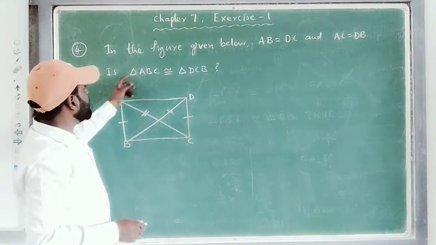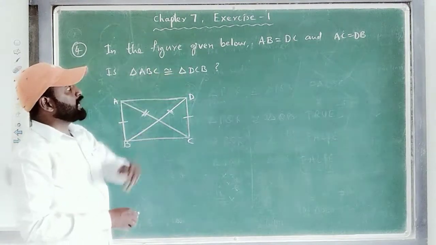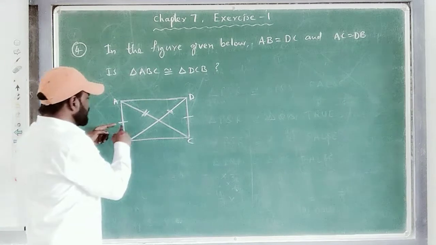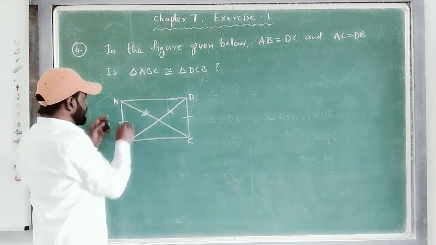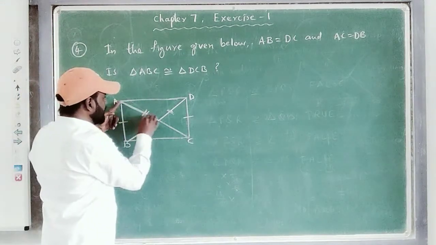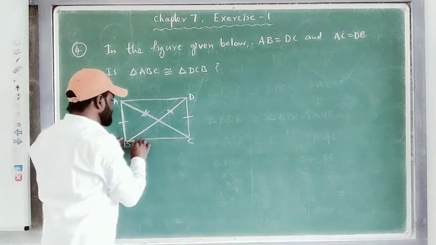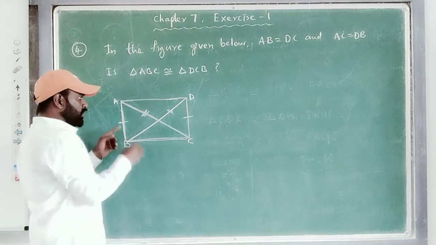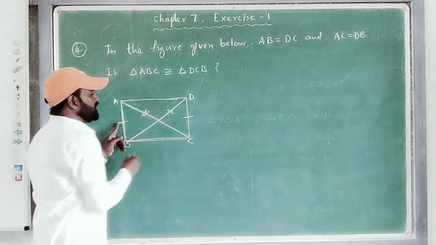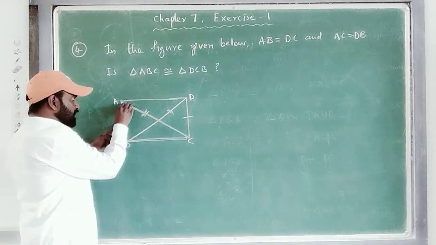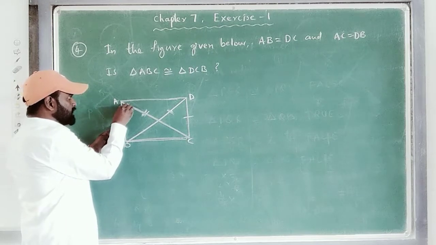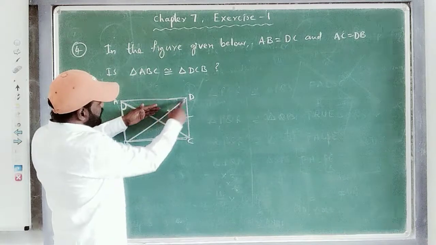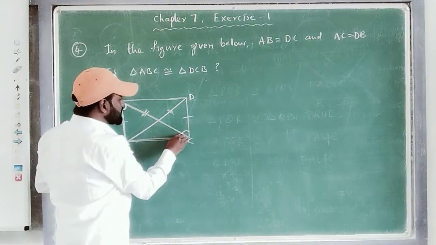Then can you say triangle ABC is congruent to triangle DCB? So check all the congruency rules. Now see, in triangle ABC, next triangle DCB, the two corresponding sides are equal, given. So for these two triangles, the included angle is this, the included angle is this A. For this triangle DBC, the included angle is this.